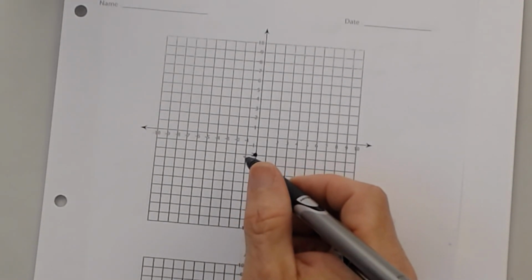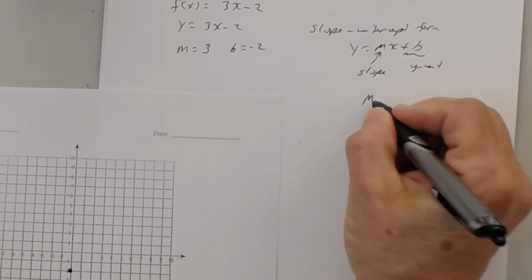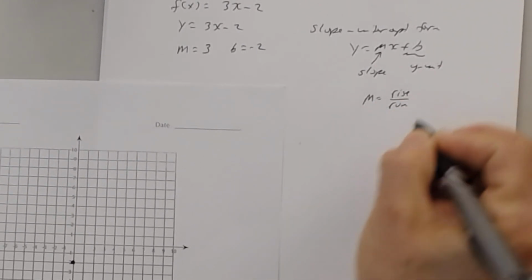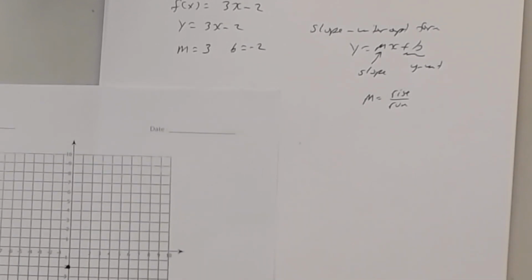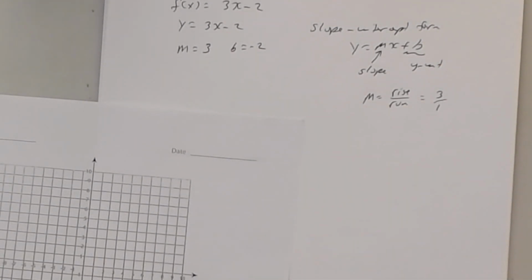What's the slope? 3. Write the slope as a fraction because slope is rise over run. Remember those words? Rise over run. So 3 is the same thing as saying 3 over what? 1. So the rise is positive 3. Rise means going up and down, right? If my rise is positive, I go up. If my rise is negative, I go down. Run means horizontal. If my run is positive, I go to the right. If my run is negative, I go to the left.